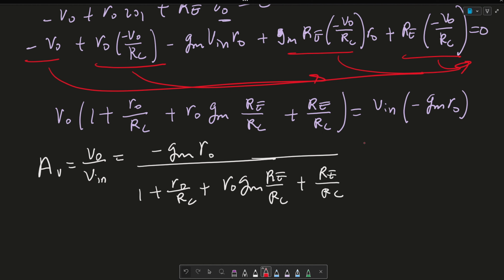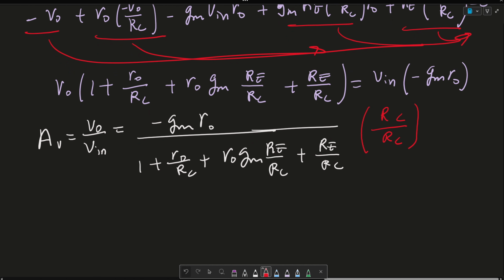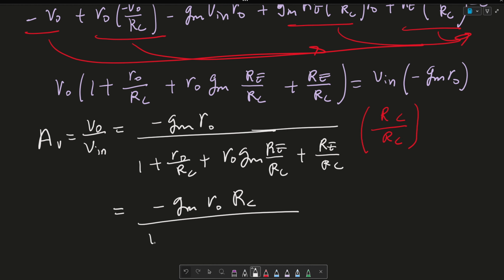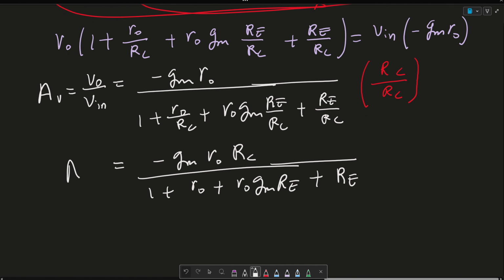If I go ahead and multiply this by RC on top and bottom, I get that this is equal to minus GM RO times RC over 1 plus RO plus RO GM RE plus RE, which is equal to AV.